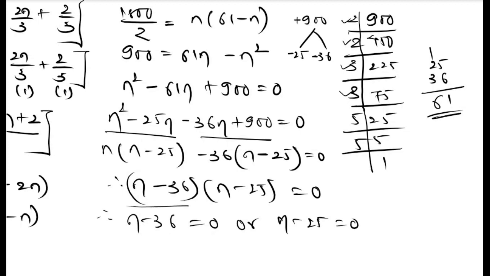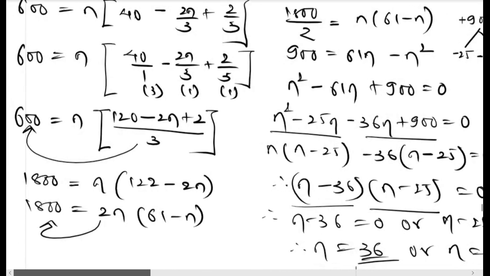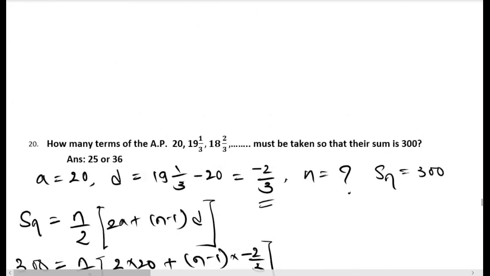If the product of two numbers is 0, one of them must be 0. Therefore n is equal to 36 or n is equal to 25. We are getting a double answer, two numbers as the answer. So in many questions they will ask, explain the double answer. Why are you getting the double answer?